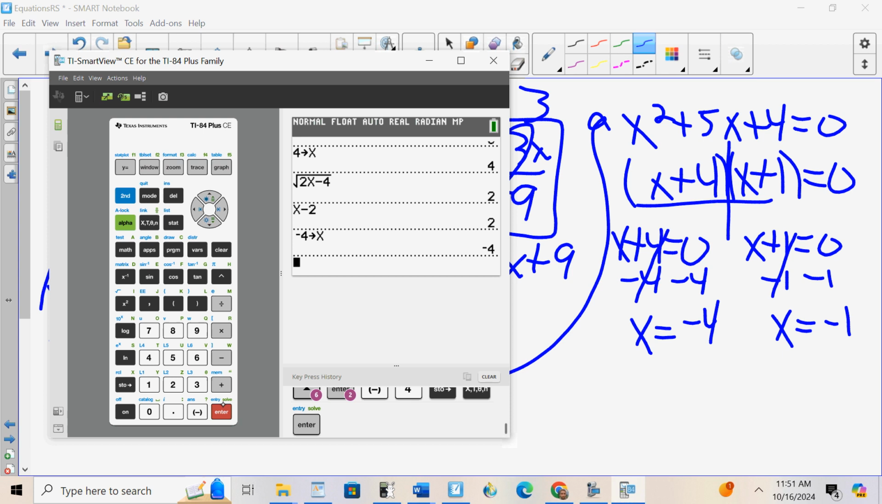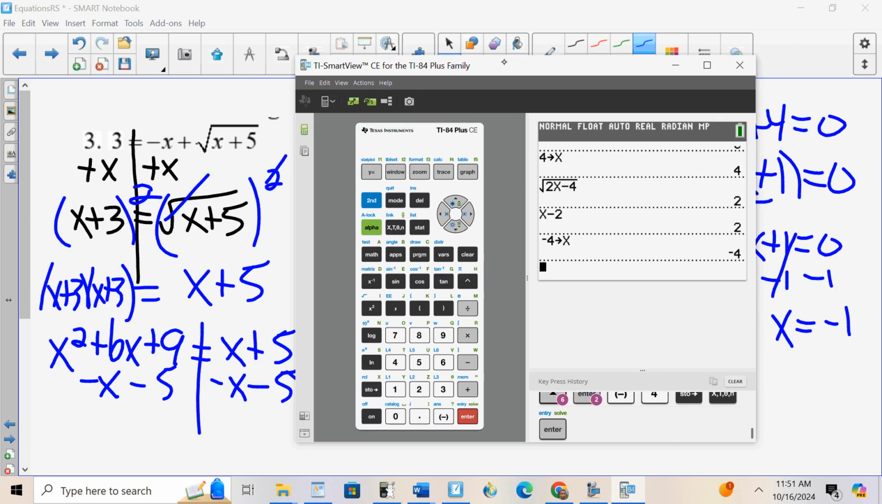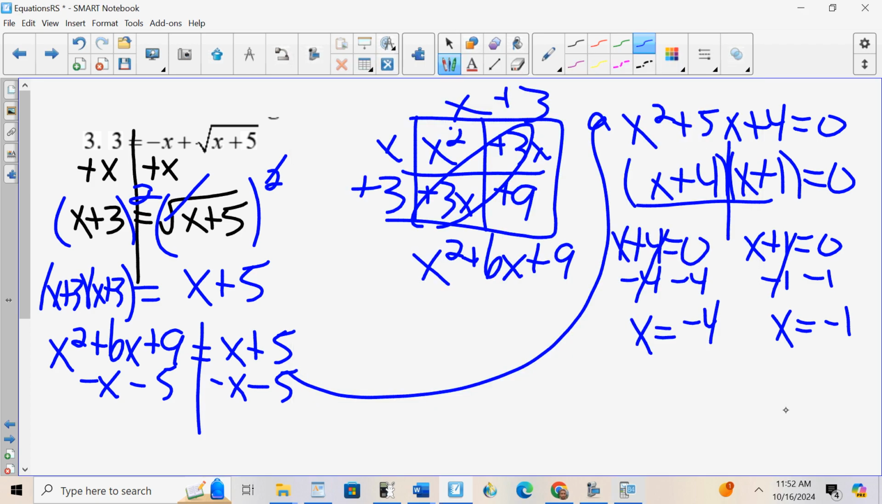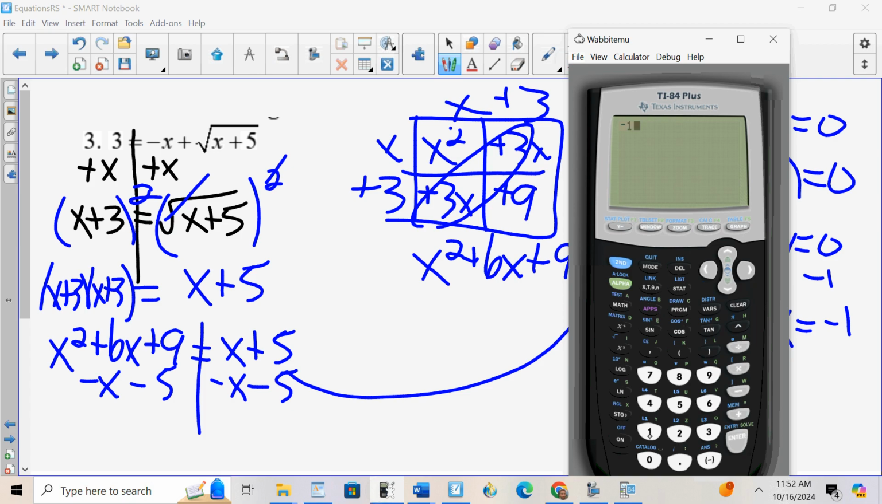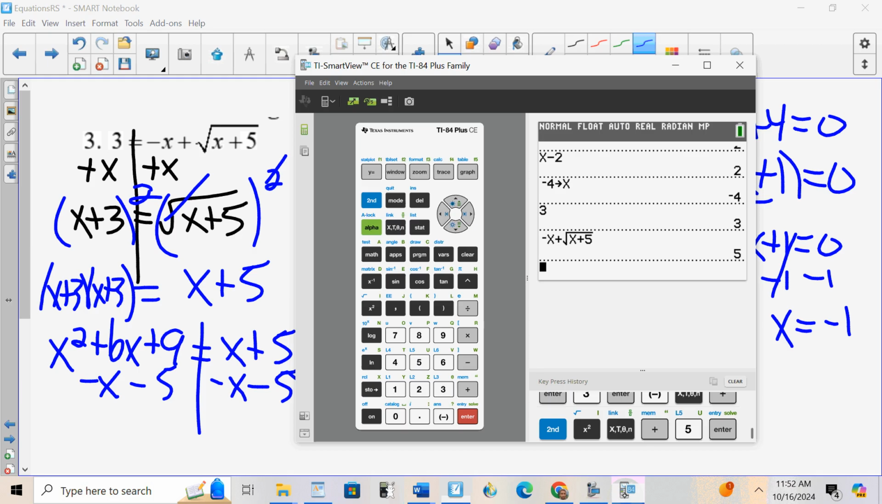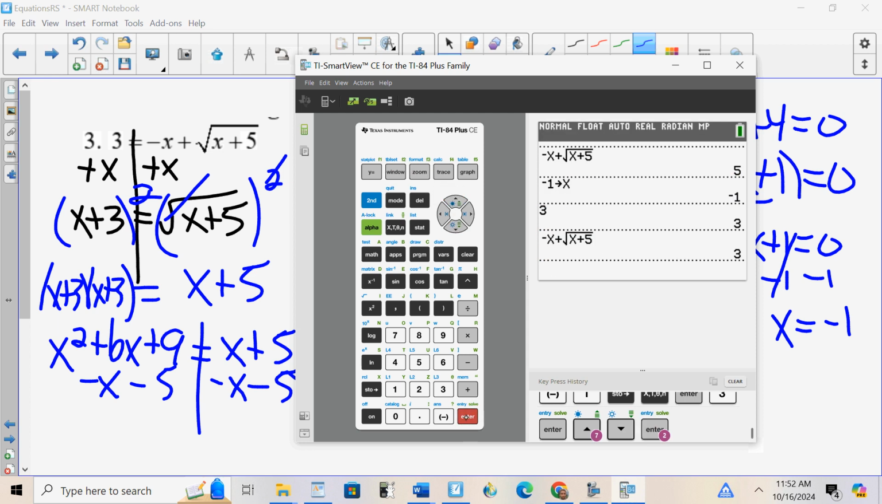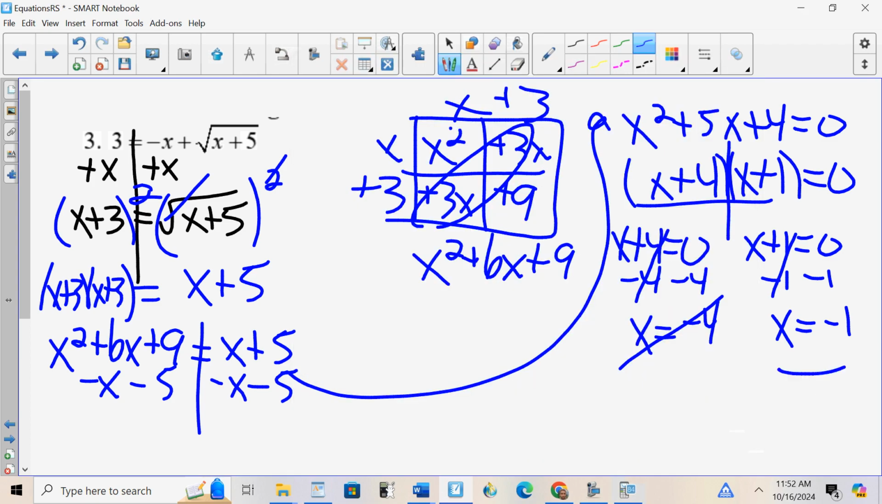So I'll start with storing -4. Go to the original problem, left-hand side. Right-hand side. Do they match? Nope. So that one's out. Now we'll try -1. -1 store as x. Oops, wrong thing. -1 store as x. Left-hand side was 3. Right-hand side, -x plus radical x plus 5. 3, did I match? Yes. That's my answer.